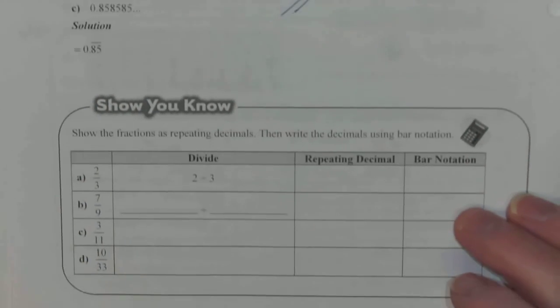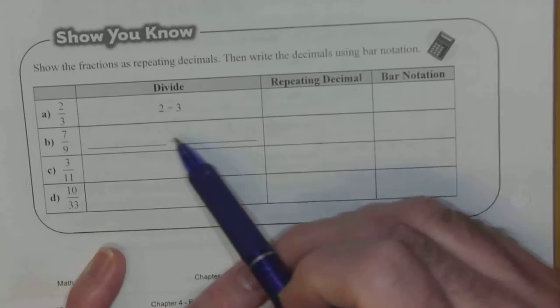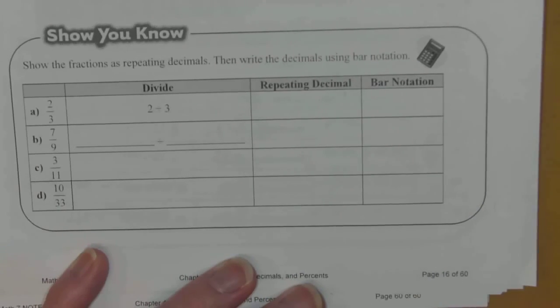So here we go. It's another chart to fill out. We've got some fractions. You can divide them out, write down the repeating decimal, and then write it down using the proper bar notation, please. Give it a go.